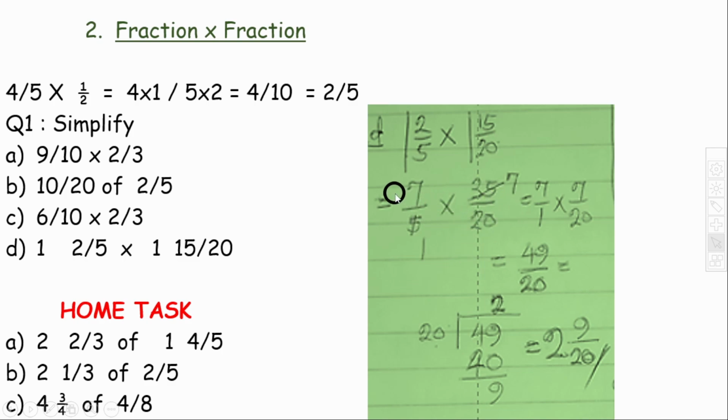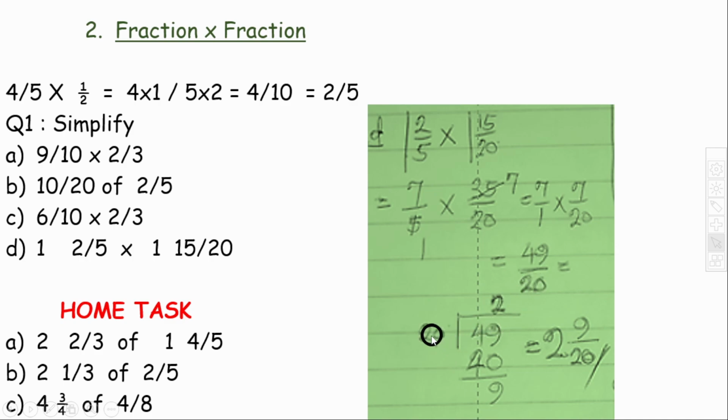So we multiply the numerators and the denominators. The numerator, 7 times 7, is 49. The denominator, 20 times 1, is 20. So we have 49 over 20, which is an improper fraction. Now let's try to convert this into a mixed fraction. So we write the division sign and you write the numerator inside while the denominator outside.